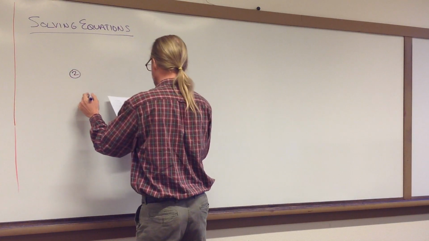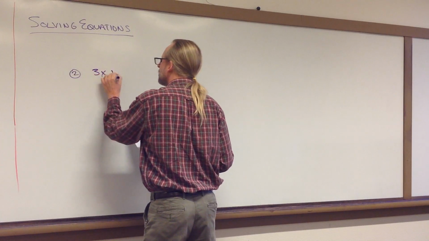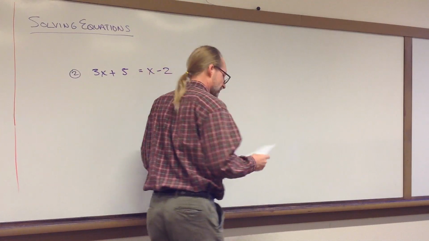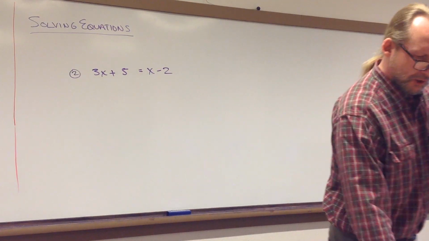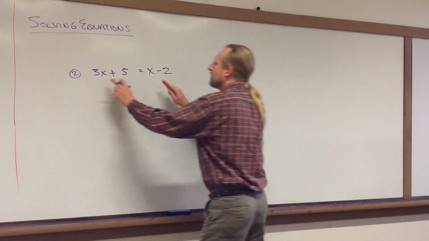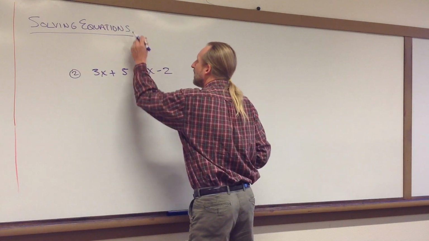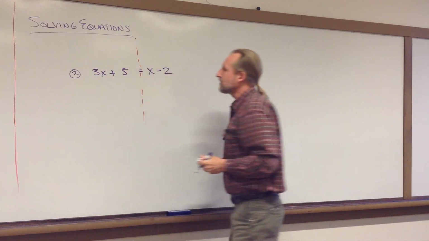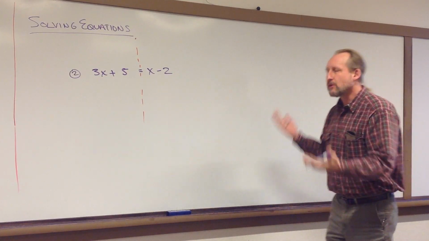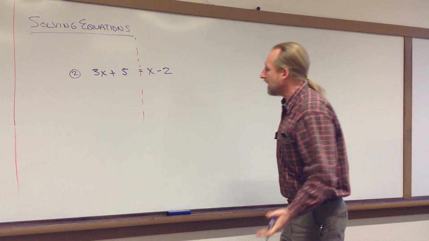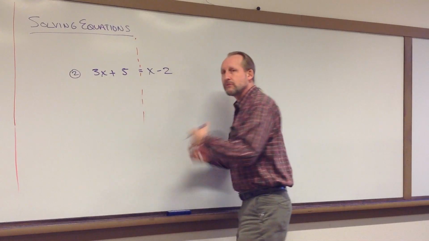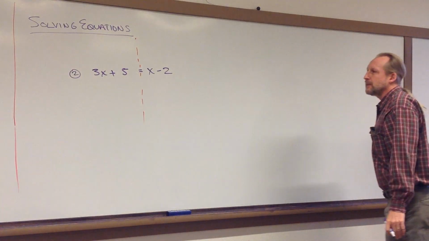We'll start with problem 2. 3x plus 5 equals x minus 2. So something important to notice about this problem is that you've got x's on opposite sides of this equation. So remember how an equation always has two sides, and the goal is to keep those two sides in balance and to arrive at a statement that says x equals whatever our answer happens to be.